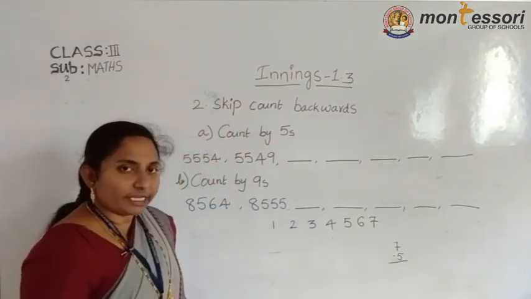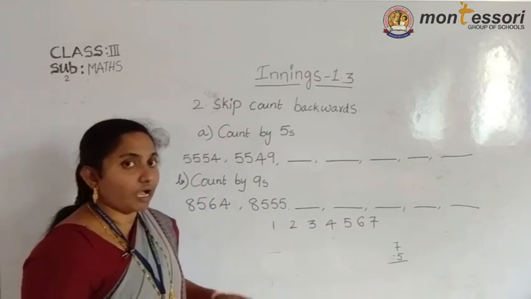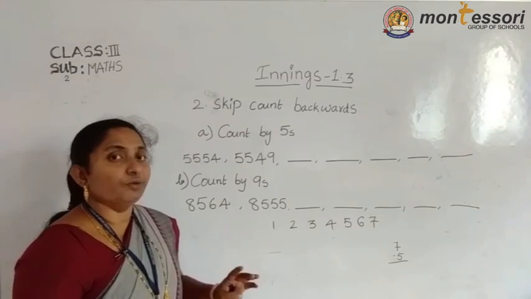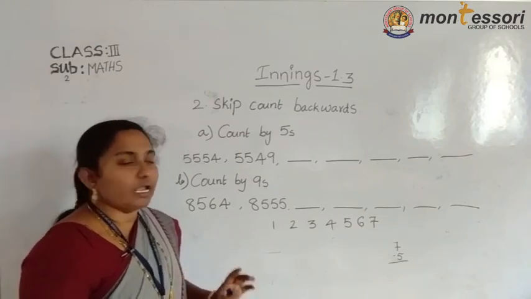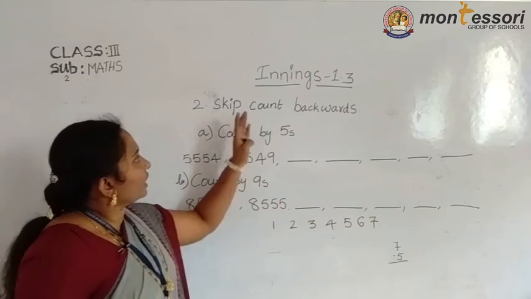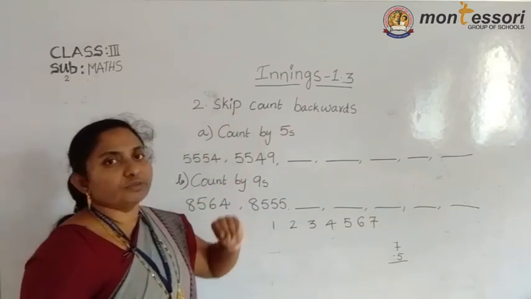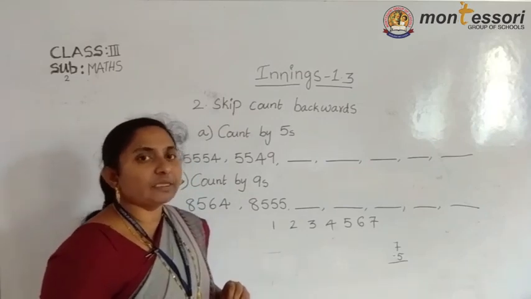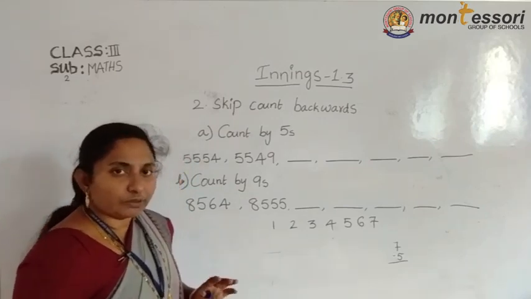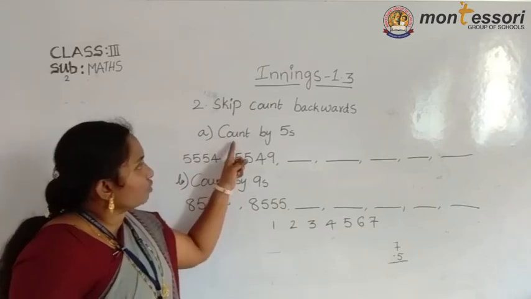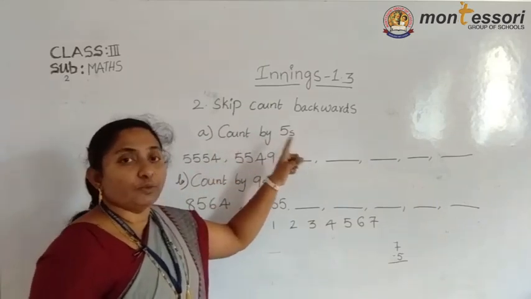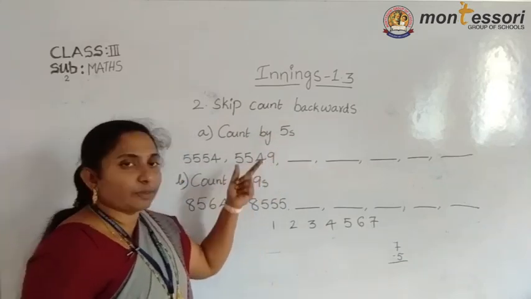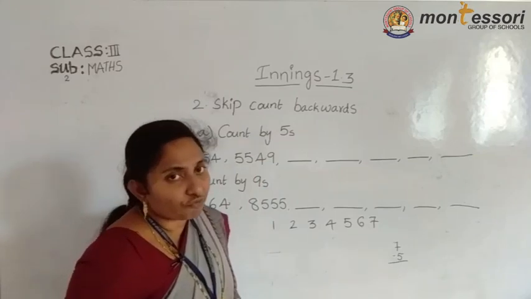Likewise, in the previous video we discussed the after and before numbers. Before number means what can we do? We can do the subtraction, minus 1. Likewise here also, we can find skip count backwards, we can find the backward number, by doing subtraction. Here they have given count by 5s, which means whatever number they have given, we subtract 5 from it.